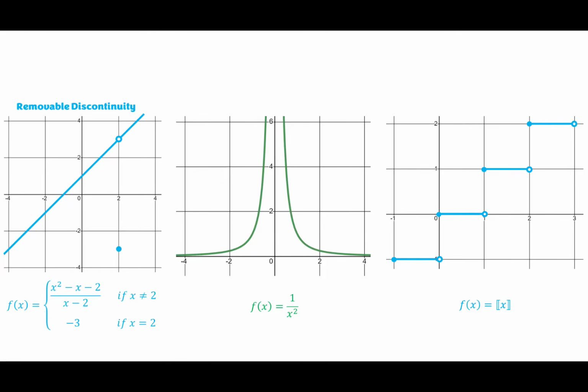The middle graph has an infinite discontinuity. It has a vertical asymptote at x equals 0. And that's because as x gets really close to 0, your function values get arbitrarily large.